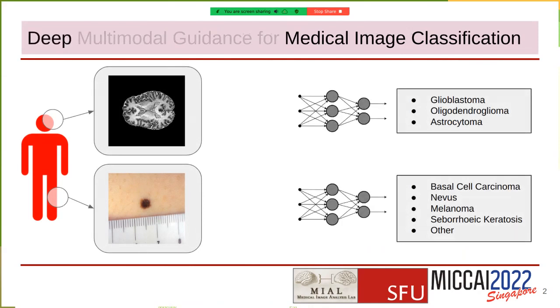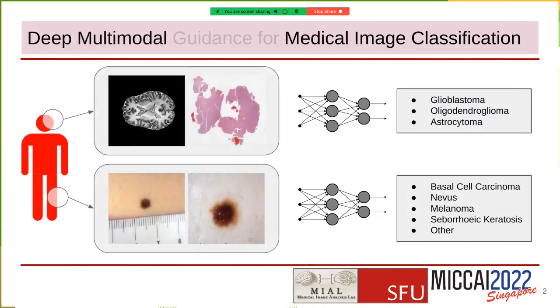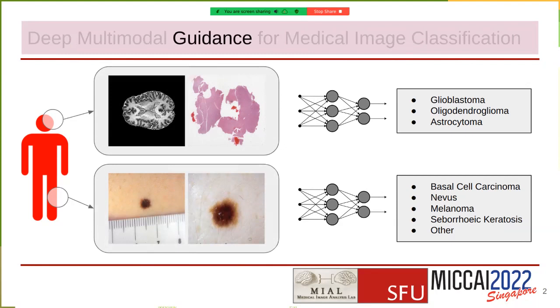To do this, we make use of deep learning, where we use end-to-end trainable models to map from the image space to the label space. Multimodal is an important aspect of medical imaging, where the clinician looks at multiple modalities of data before drawing diagnostic conclusions. In this case, we have multimodal datasets of brain tumors and skin lesions. The final term in our title, guidance, is something that is specific to our contribution.